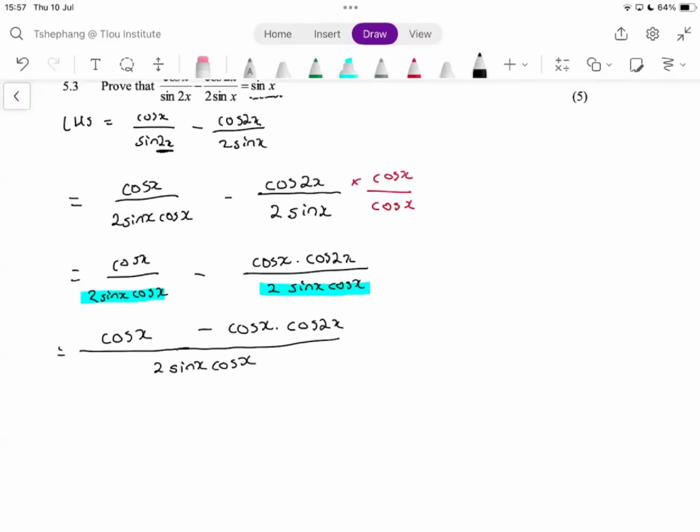Now, there's a question, why are we multiplying with cos of x over cos of x? So the thing is, we want to get the denominators to be the same. So here I have 2 sine x and I have 2 sine x. I also have a cos here, but I don't have it here and I want to put it there. But I don't want to change the value of the sum.